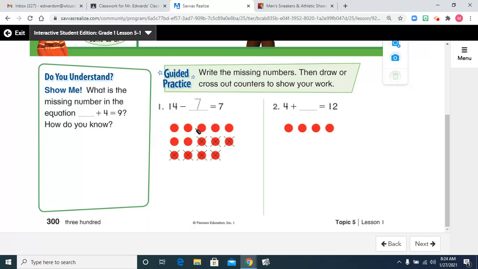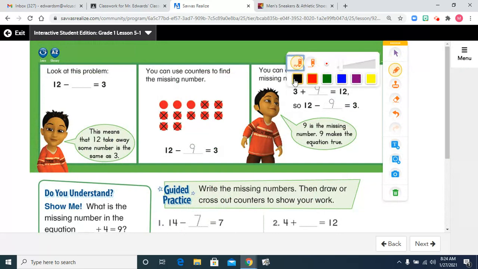So 1, 2, 3, 4, 5, 6, 7, 8, 9, 10, 11, 12, 13, 14. Now they didn't know what the missing number was, but they knew that there only had to be 7 left. So they started crossing out counters until there was only 7 left. So they crossed out, let me change colors here so you can see that a little bit better.